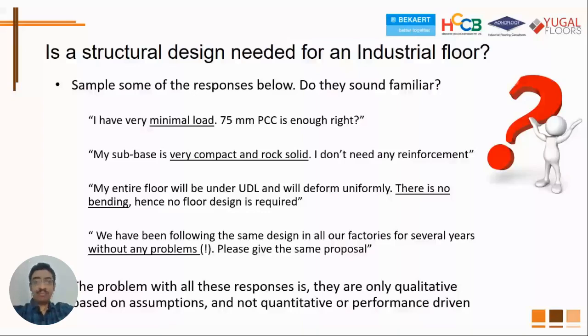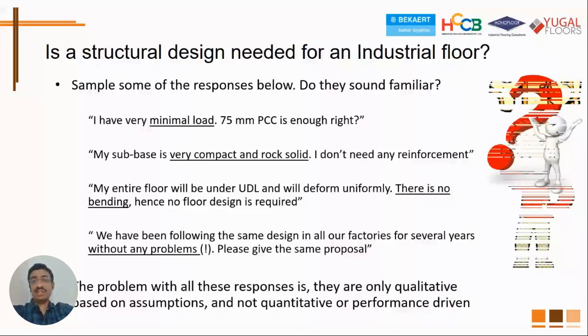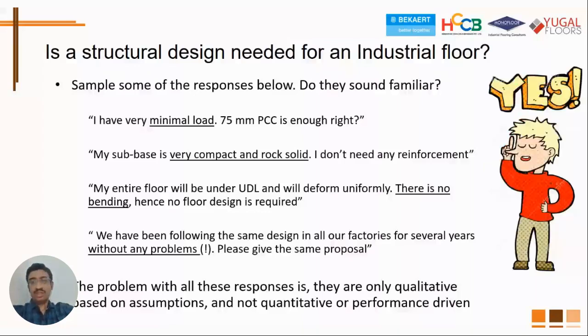So, for example, if I say minimal load or a compact rock solid sub base, what are the numbers behind which justify those assumptions? So that's a gray area. So in short, yes, you do need structural design for industrial floor.